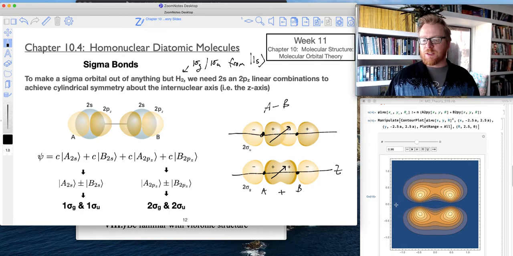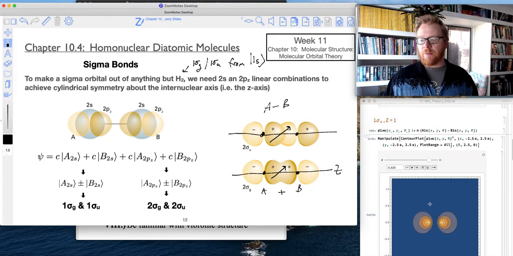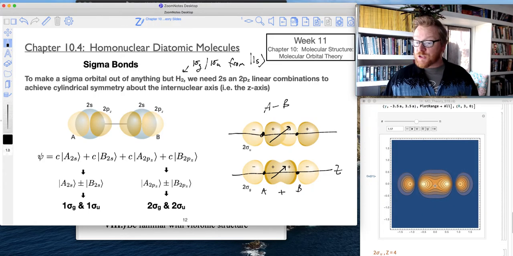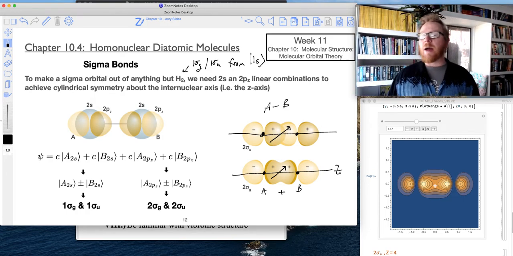And what's important to note with these pi bonds, right, they're off axis. You can see there's this node in the internuclear region. All the same, there is still going to be some overlap with this pi bond and with this 2 sigma bond, right? There is still going to be some overlapping regions there.